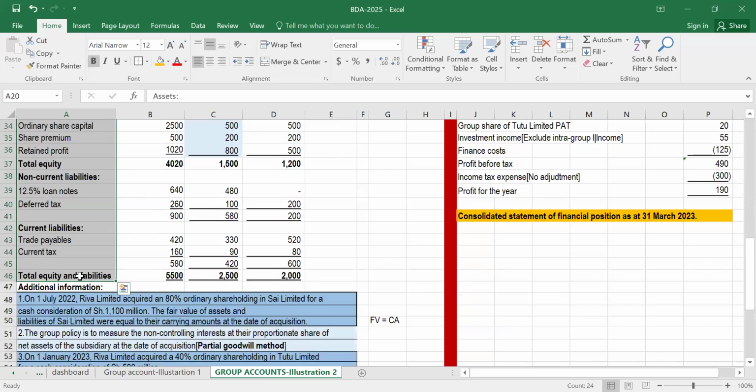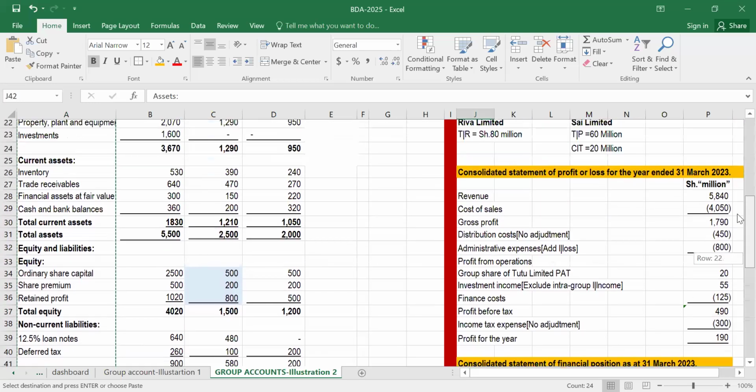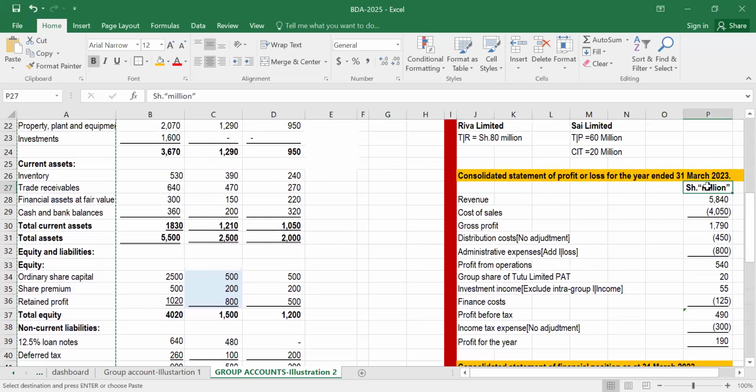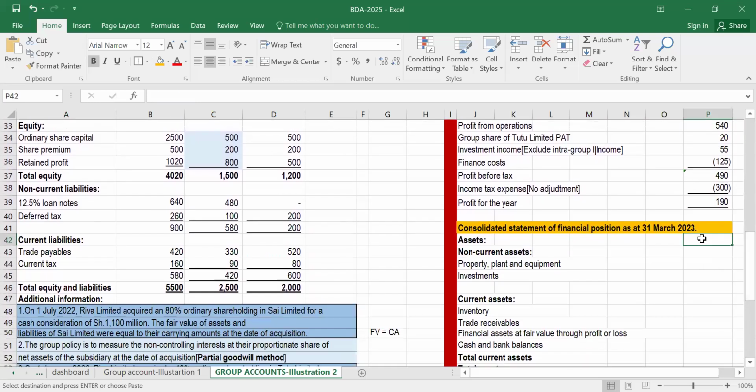I say Control C. I bring it here. Control V, like that. I also need to have a single column here, and my figures are in millions of shillings. I can just copy that one. I copy this one. And I hope you can see how I'm making my work very easy in terms of avoiding a lot of typing. So wherever you can copy, you just copy it.